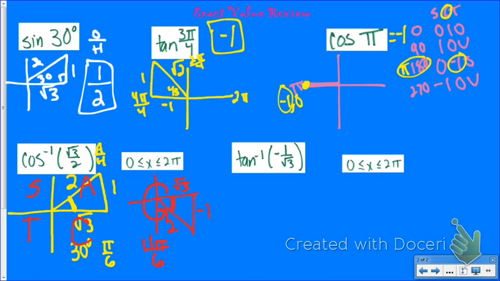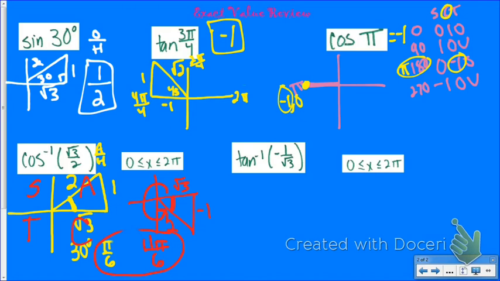So if this question were to ask for all of the solutions between 0 and 2 pi, my two answers would be pi over 6 and 11 pi over 6. Or if I wanted to write the general solution, remember I would take both of those values and I would write plus 2 pi n, because I can add any multiple of 2 pi and still get that answer.